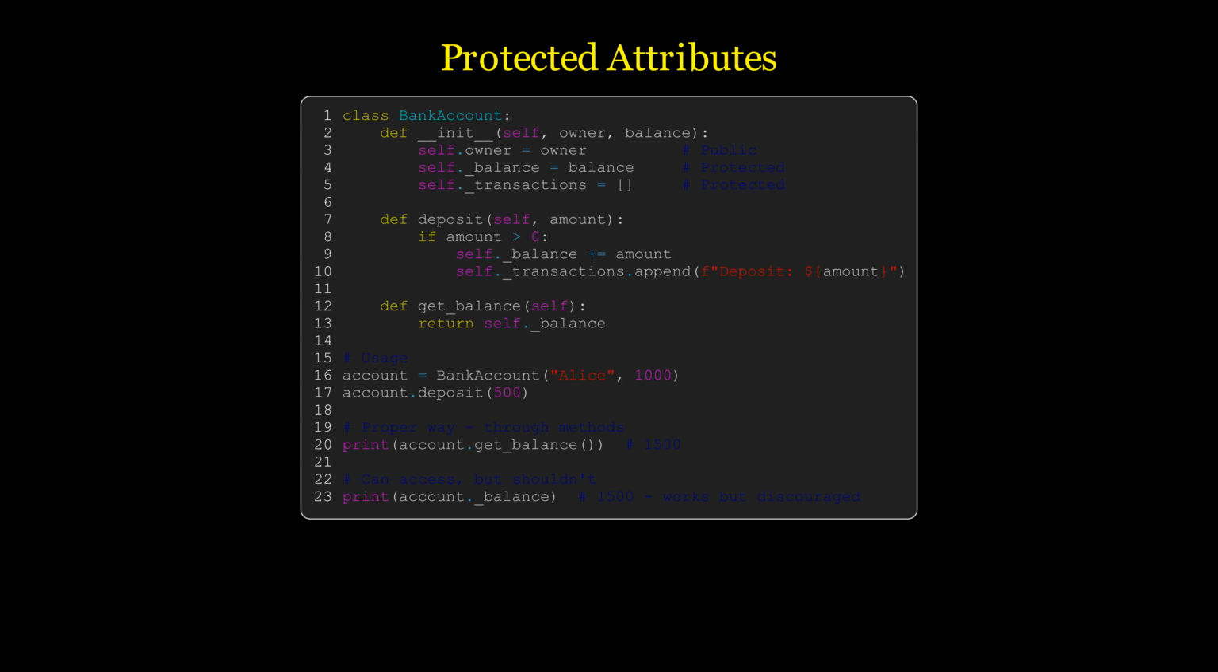Not directly. You can still access _balance directly. But the underscore warns: this is internal. It might change. Don't rely on it. Protected attributes are common in base classes meant to be subclassed, where child classes need access but external code shouldn't touch them.